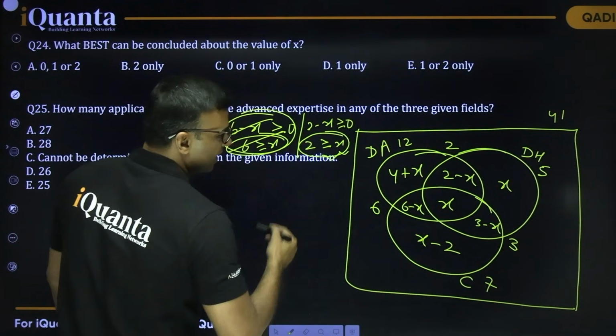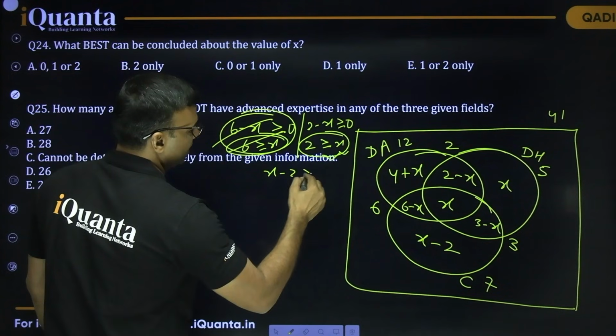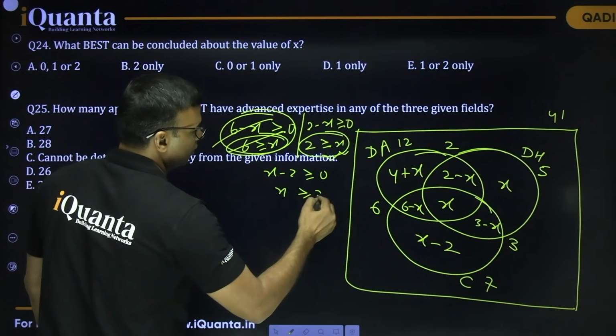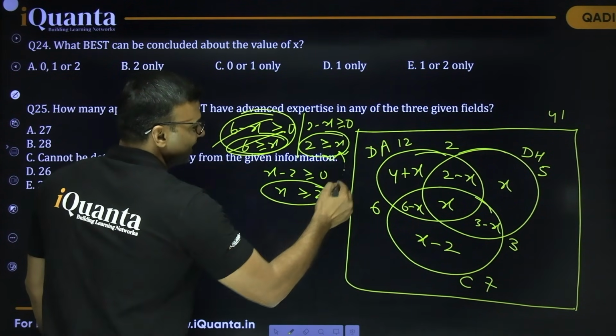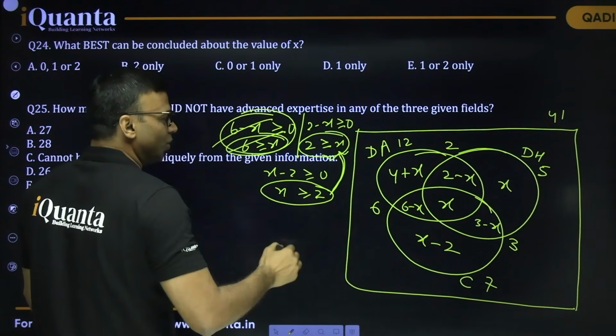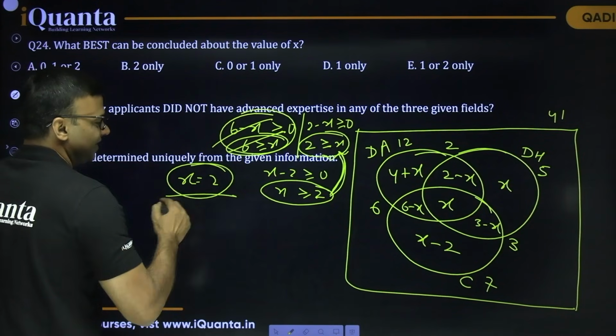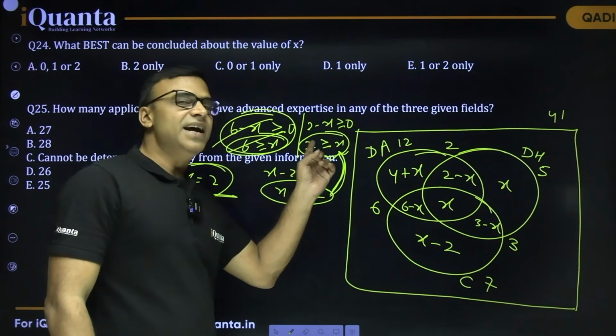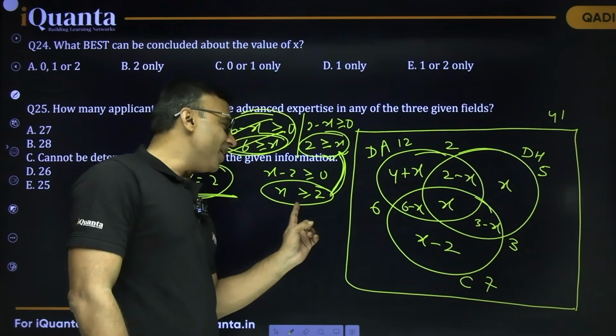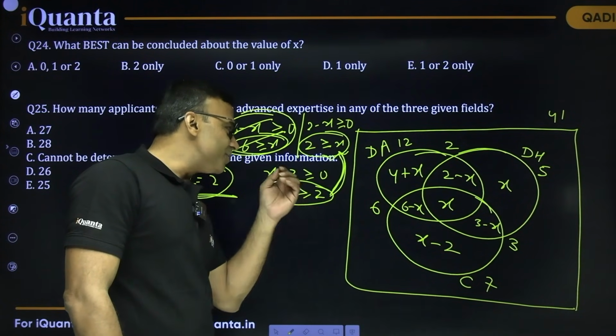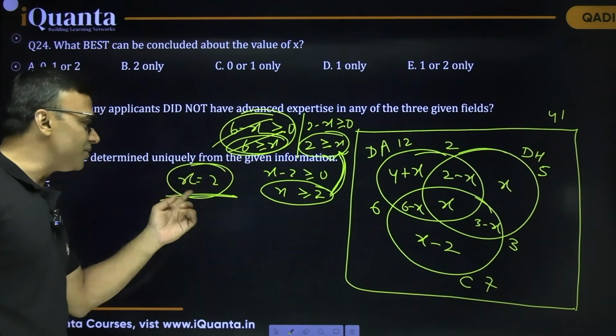X minus 2 also has to be greater than 0. So X minus 2 has to be greater than or equal to 0. So X has to be greater than or equal to 2. Oh wow. These two conditions both should be true. There is only one value of X possible and that is 2. Check it carefully. From here we get X has to be less than or equal to 2. From here we get X is more than or equal to 2. It is possible only in one case and that is X equal to 2.